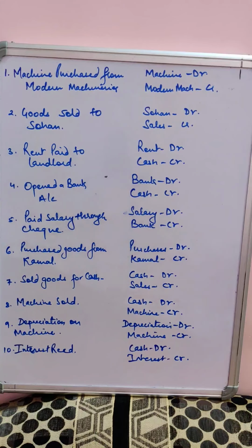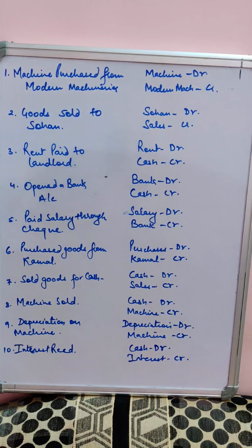Secondly, goods sold to Sohan. Sohan here is said to be a debtor for you. We don't have to write debtor collectively. We need to write the specific name to whom we have sold, or from whom we have purchased. As I already told you, we record these transactions on the happening of the event itself, so you need to remember to whom you have to pay or from whom you have to collect.